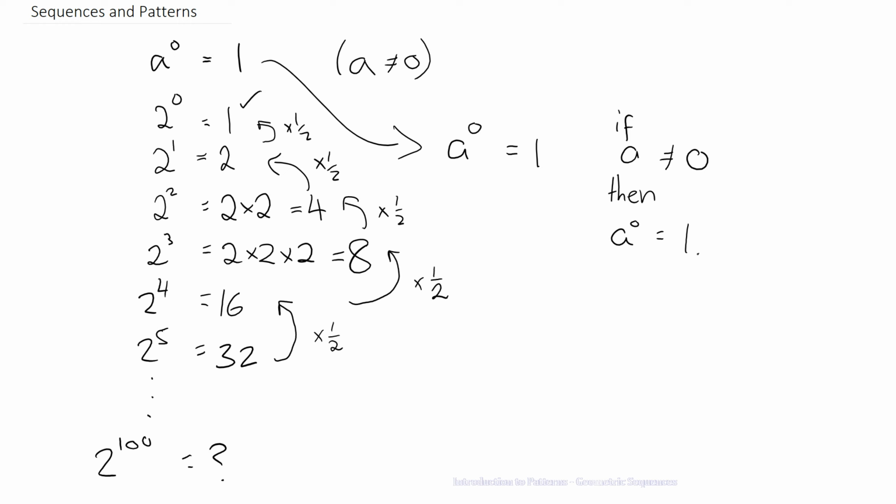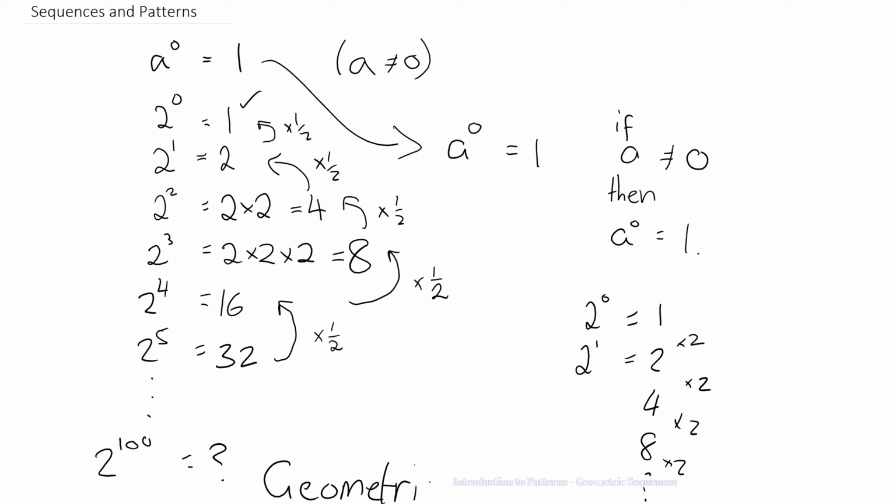What kind of pattern is this? Well, to get from the very first term, 2 to the 0, down to all the subsequent terms, I've actually multiplied by 2 each time. And since I'm multiplying by the same number each time, this pattern or this sequence has a name. It's called a geometric sequence, sometimes called a GP, geometric progression.